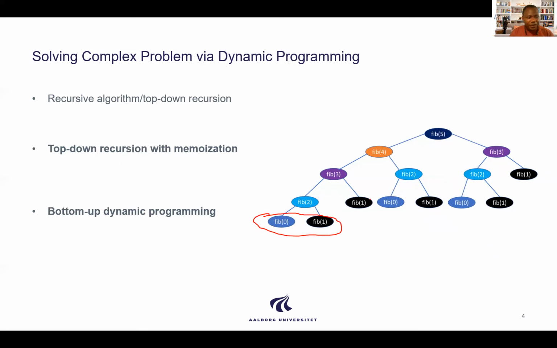So when we reach there, then we have reached the leaves of the recursion tree, and this helps us to actually calculate or solve the complex problem. Now, the problem, as we have seen, is the repeated calculations, which we need to avoid.